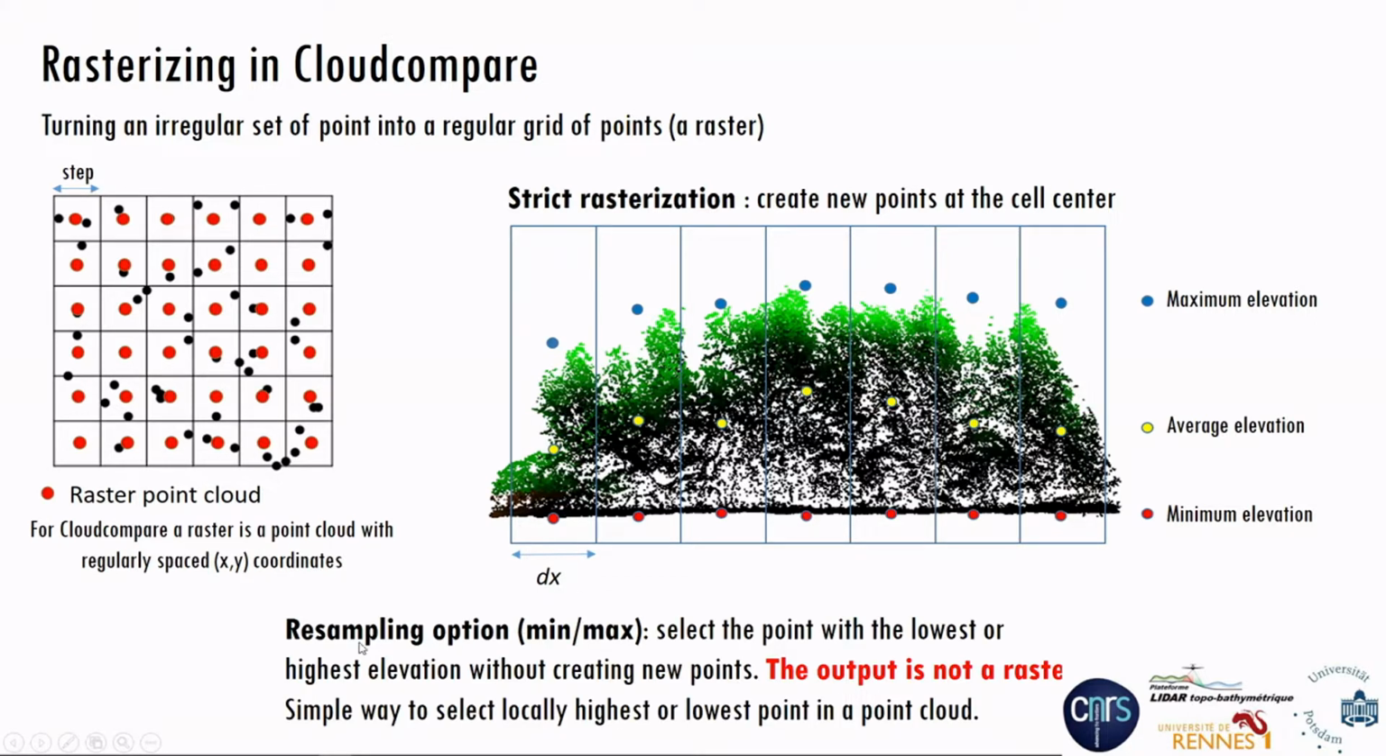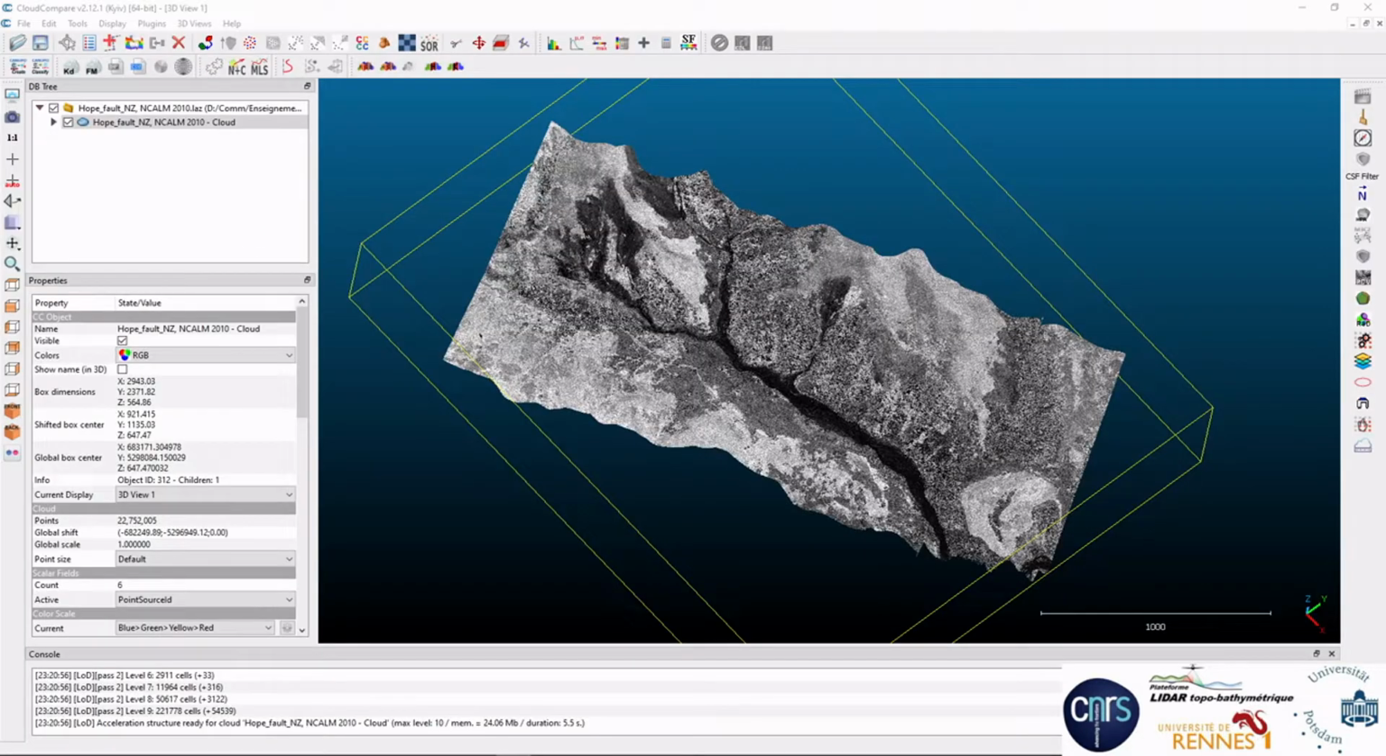You have also the choice of using a resampling option only for min and max elevation. Here you select the point of the point cloud with the lowest or highest elevation without creating new points. Consequently, the output is not a raster. It's an interesting function to select locally the highest or lowest point in a point cloud.